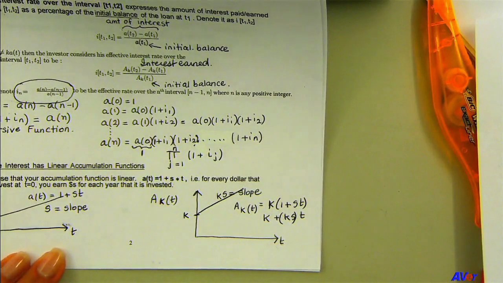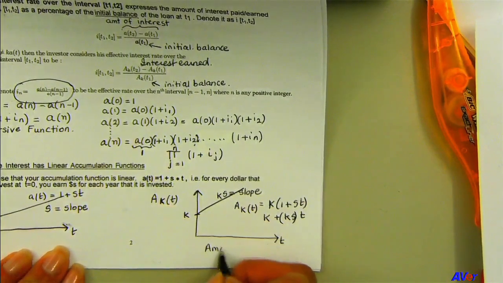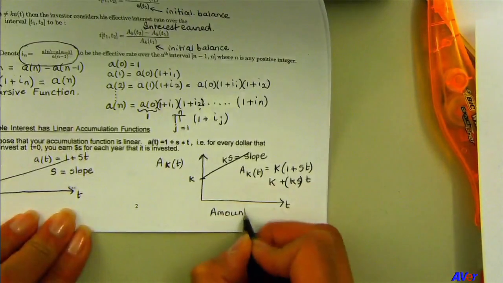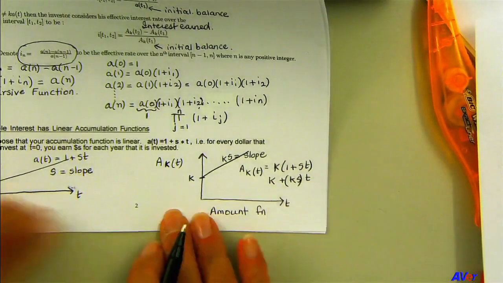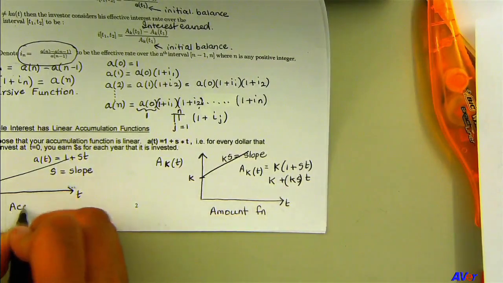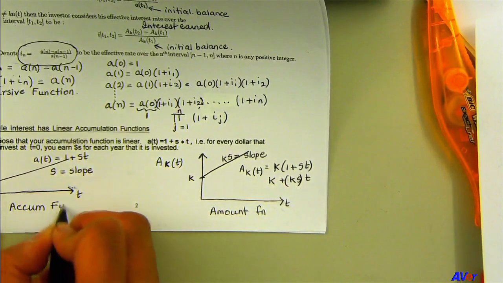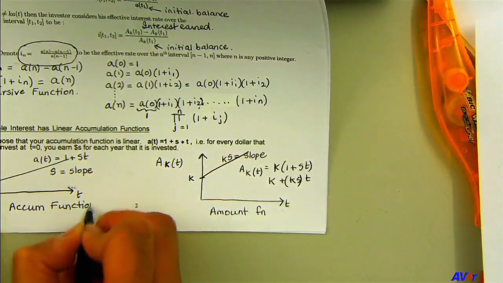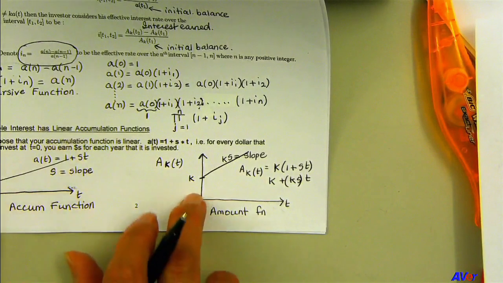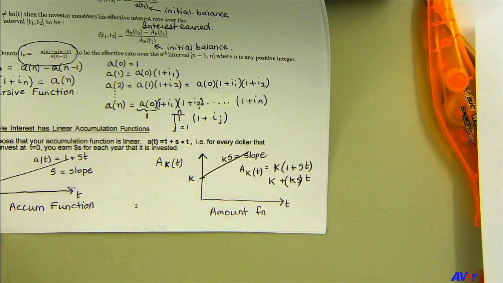I'm just drawing the amount function. This is the amount function. This is the accumulation function. The difference is that here I'm starting with $1, here I'm starting with k dollars. It's still linear, simple interest in both.